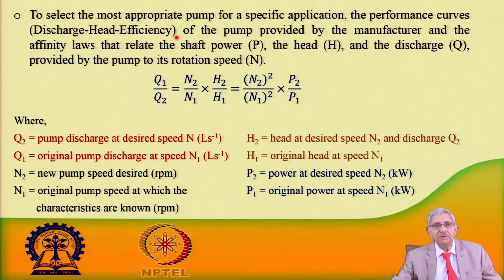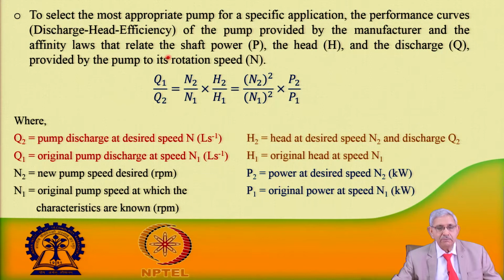There is a discharge, head, efficiency curve, established for the pump and provided by the manufacturer. So, the pump manufacturer supplies this information, and this relationship is governed by the affinity laws that relate the shaft power, the available head, the discharge, and also the rotation speed.